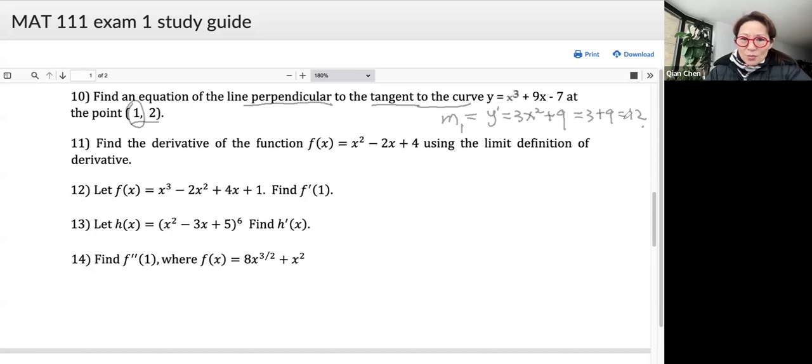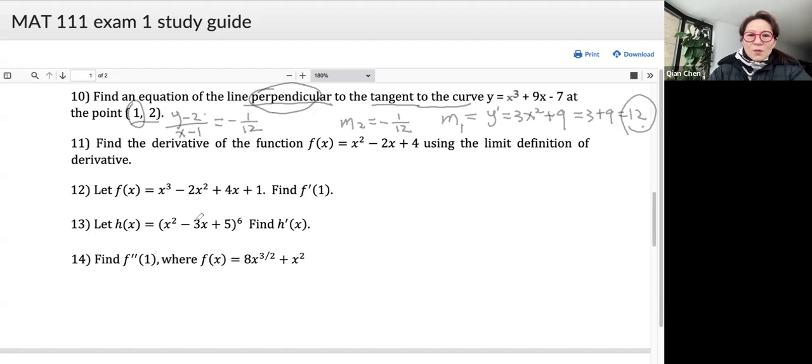But we cannot use this slope because we want to find the line perpendicular to the tangent line. So we need to get m2. Well, m2 is the opposite inverse of 12. So our slope for this is negative 1/12. So now we do y minus 2 divided by x minus 1 equals negative 1 over 12. Then again, we multiply x minus 1 on both sides. We get y minus 2 equals negative 1 over 12 times x minus 1.